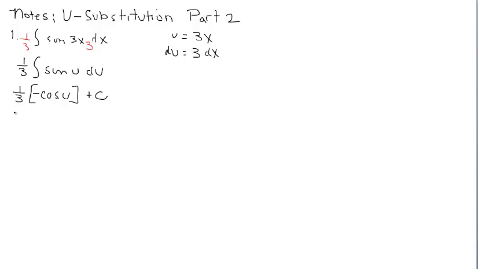A little bit of cleanup. I'll pull the negative 1/3 out front. Keep the trig function, which was my outside function here, and replace the U with 3x. Check your work by differentiating, and you'll see through the process of using the chain rule that you do end up with what you started with.